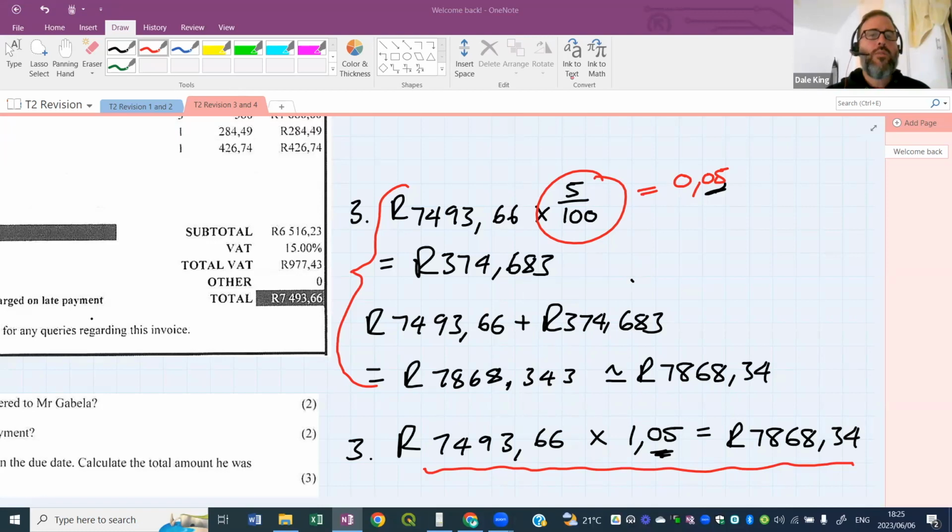If the question was, how much is 5% interest on that total? How much is the interest? Then you would just be left with this 374. But they want to know, what is the new total? So what is the new total that needs to be paid? You've got to add it on to find the new total.